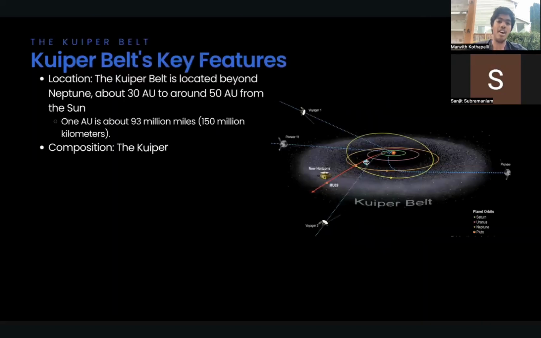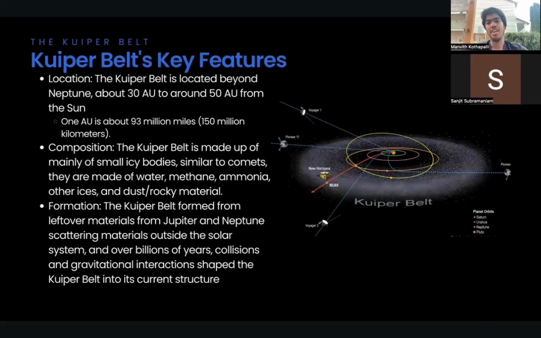Some of the key features of the Kuiper Belt are these. So let's talk about its location. The Kuiper Belt is located beyond the orbit of Neptune, extending about 30 astronomical units to 50 AU from the sun. 1 AU is the average distance between the Earth and Sun, which is about 93 million miles or 150 million kilometers. The Kuiper Belt is mainly composed of small icy bodies similar to the composition of comets. These objects are made of a mixture of water, methane, ammonia, and other ices, along with dust and rocky material.